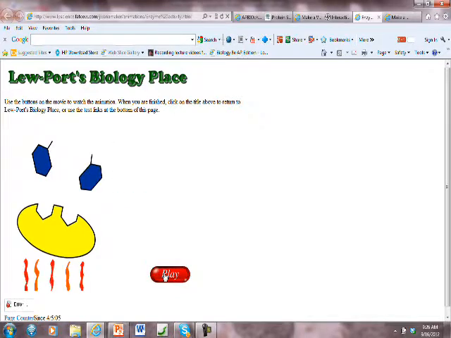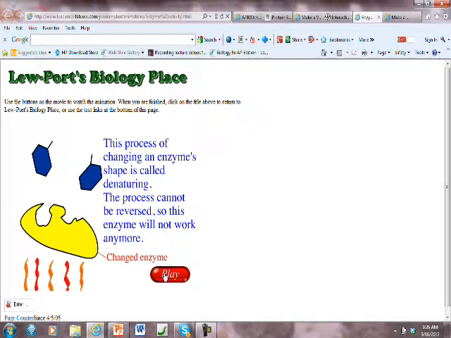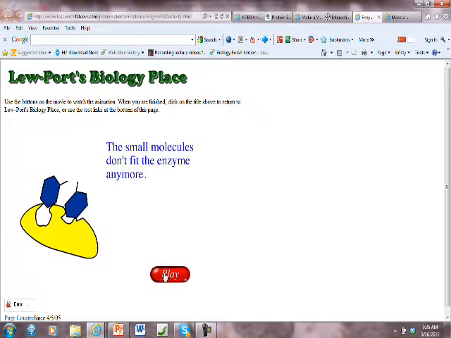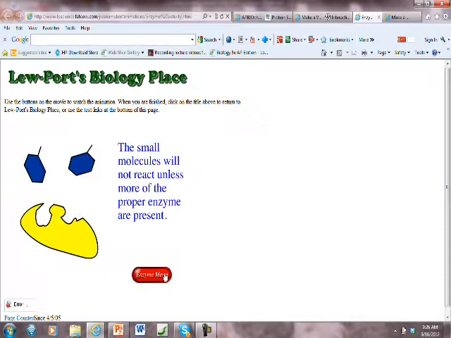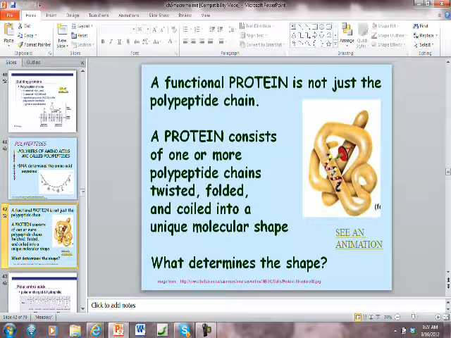So if I do something like heat my enzyme too high, it causes the shape to change. The active site doesn't fit the substrate anymore, and the enzyme can't work to do its chemical reaction anymore.